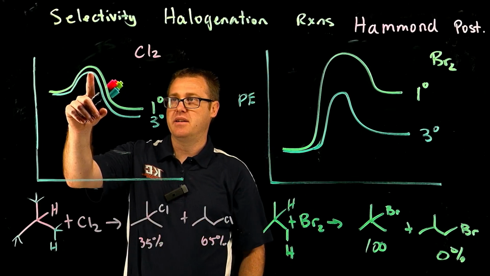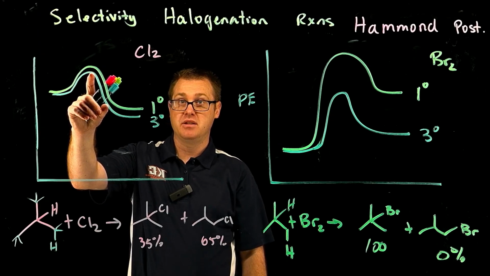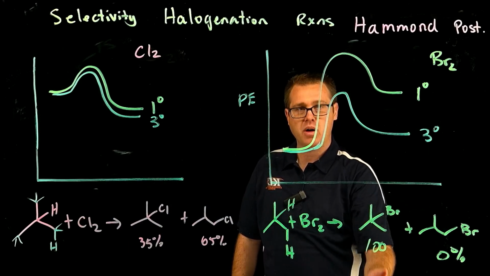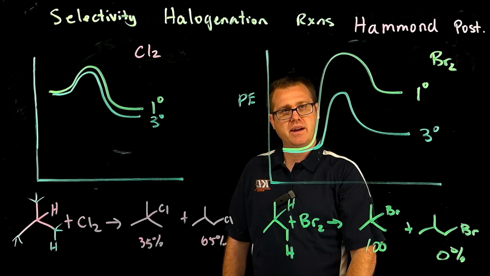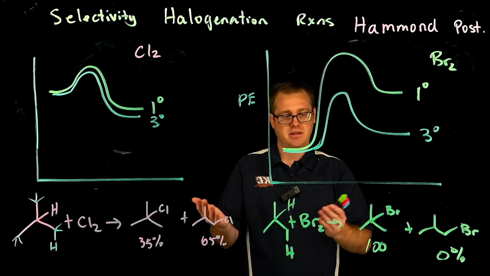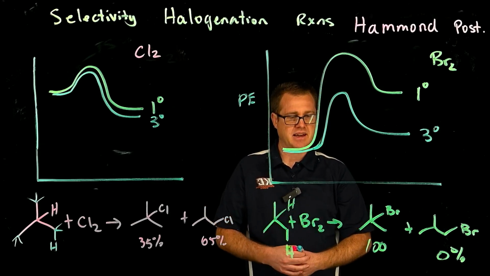But if this energy difference at the transition state was much larger, like this, then you can see that we select for only one. Kind of crazy, isn't it? But that's the reason why we see these differences in selectivity.